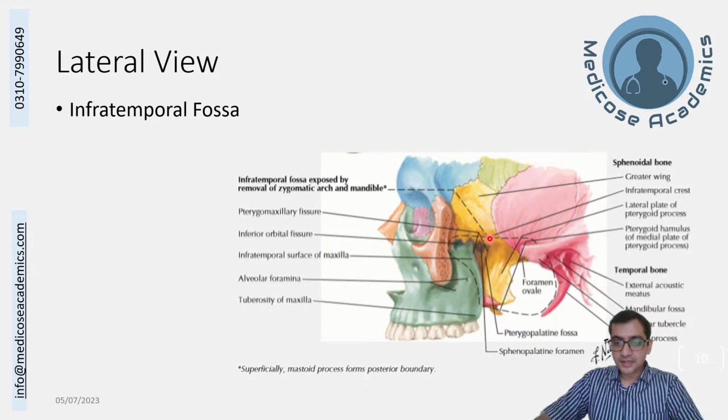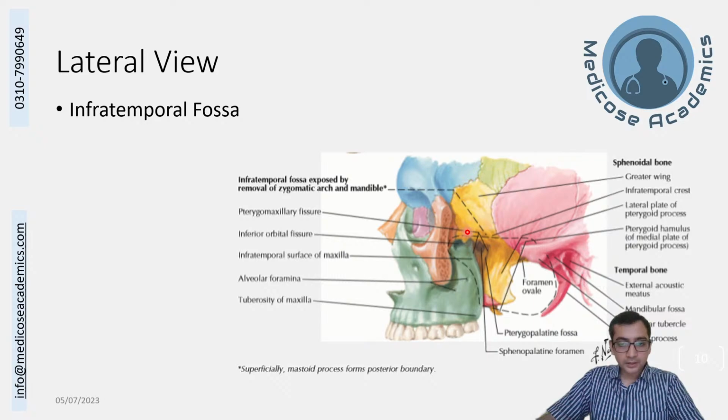Superiorly, it shares the same boundary as the temporal fossa. That is, the medial aspect has the infratemporal crest, and laterally there is the zygomatic arch. Posteriorly, the defining point is the styloid process. It is not a well circumscribed or closed cavity, but the styloid process is at the back.